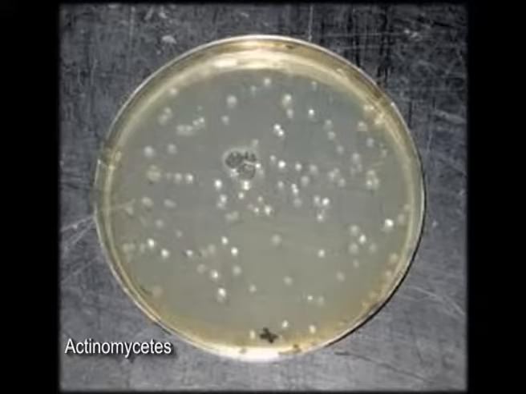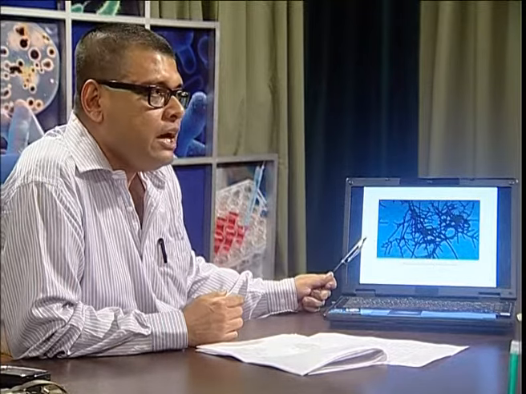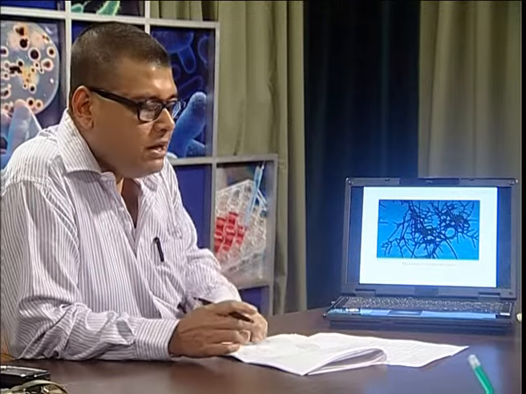And the last one that is in the prokaryotic group is the actinomycetes, which are mostly soil-borne organisms, but they have a typical mycelial structure, and they also have spore form similar to fungi. So it is actually considered an intermediate between bacteria and fungi.